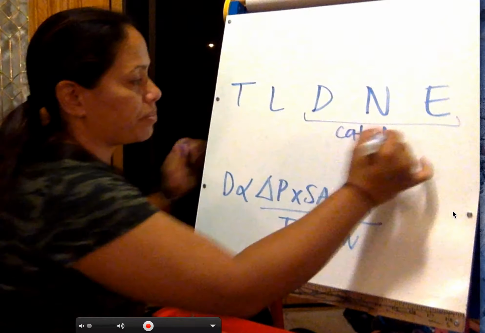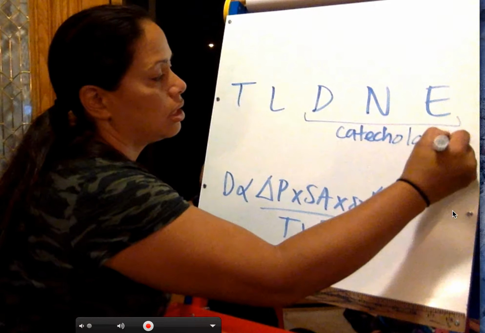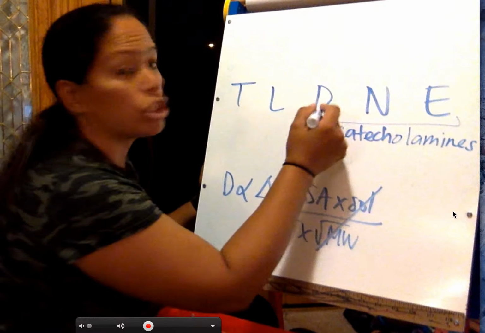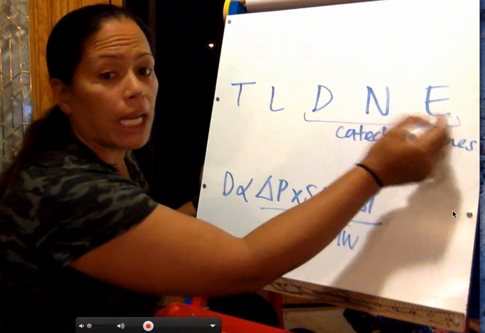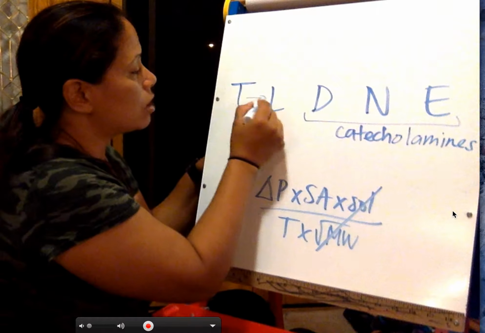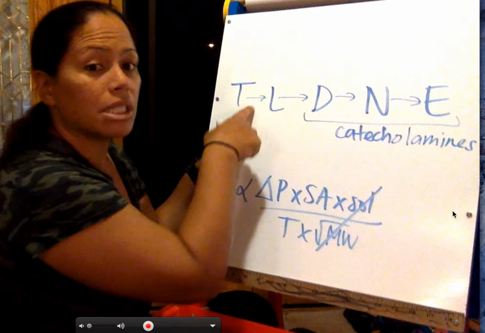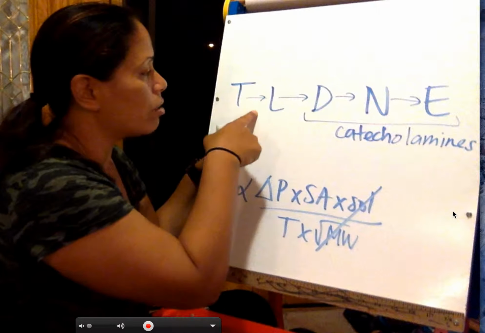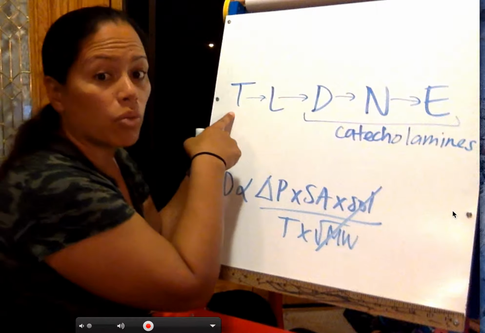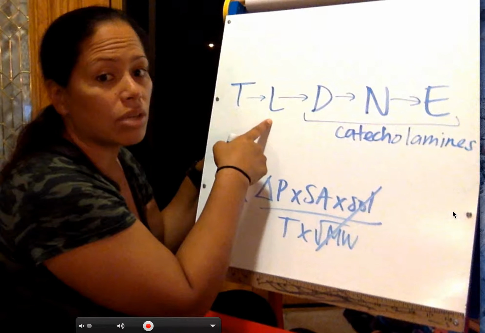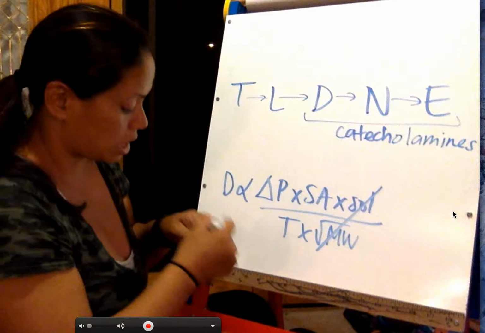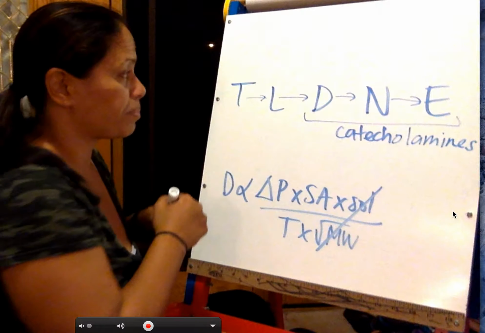Catecholamines. And the three catecholamines are dopamine, norepinephrine, and epinephrine. So this is an actual pathway. There are enzymes that occur at these little arrows, and the enzymes will convert one substrate to the next. So I'm using big words, but that's okay. It's fun for us to do.